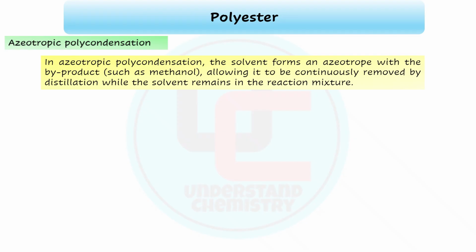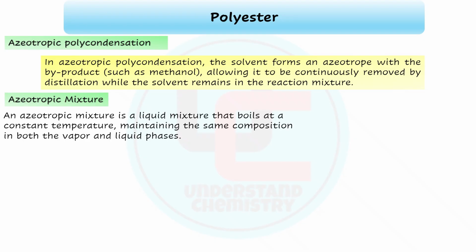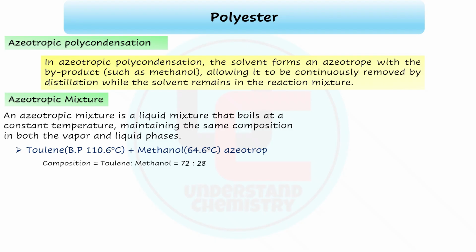Let me show you some examples of azeotropic mixtures. But first, understand what is meant by azeotropic mixture. An azeotropic mixture is a liquid mixture that boils at a constant temperature, maintaining the same composition in both the vapor and liquid phases. For example, toluene and methanol. Toluene and methanol form an azeotropic mixture in a composition ratio of 72% toluene and 28% methanol. Their azeotrope has a boiling point of 62.6 degrees Celsius, which is lower than the individual components of the azeotrope.